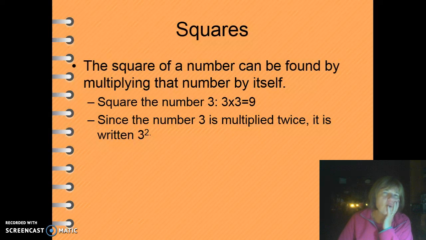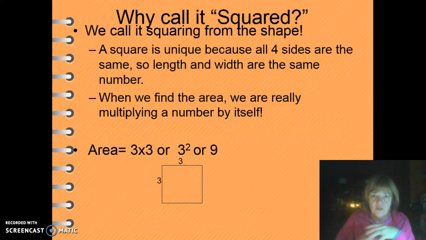But wait a minute. Why do we call it squared? A 2 doesn't look much like a square, does it? Well, here's why. We call it squaring because of its shape. A square is very special, or unique, you might want to say, because all 4 sides are the same length, okay? Length and width are the same number. So when we find its area, we're actually squaring the number, multiplying it by itself. So the area of that little square there is 3 times 3, or 3 squared, or 9.